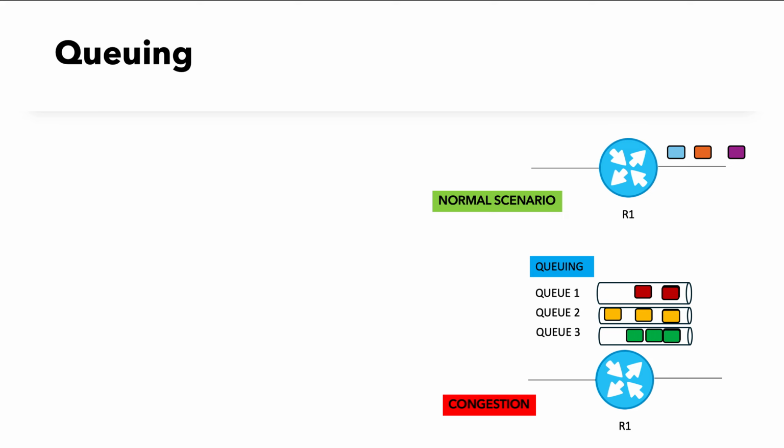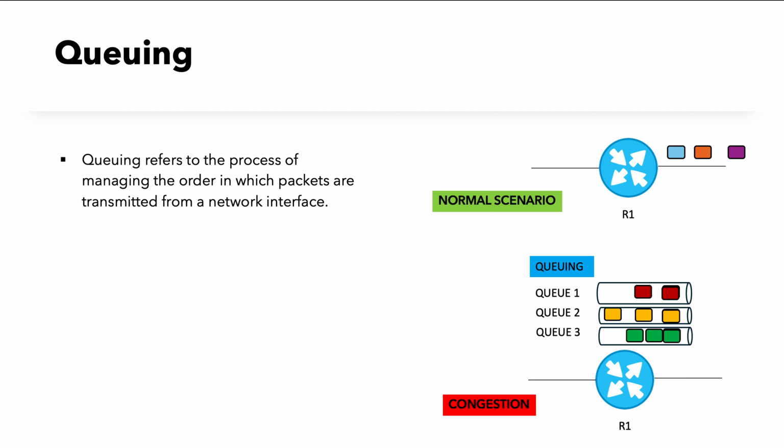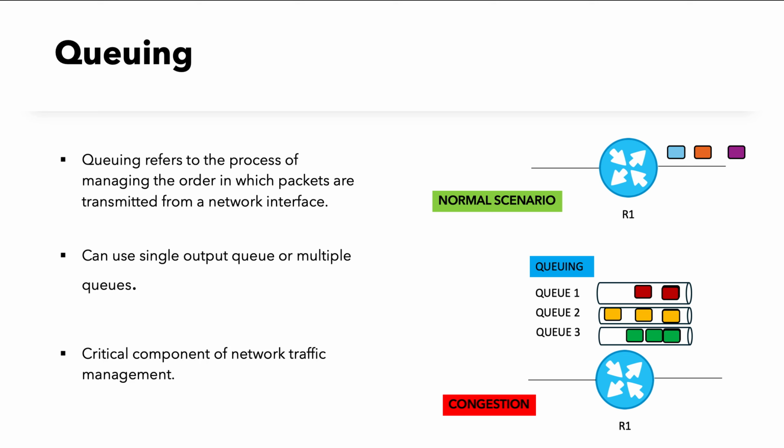So queuing refers to the process of managing the order in which the packets are transmitted from a network interface. It is a critical component of network traffic management. The queuing system may use a single output queue or a queuing system with multiple queues depending upon the queuing component used. You can say like it uses first in first out scheduler.